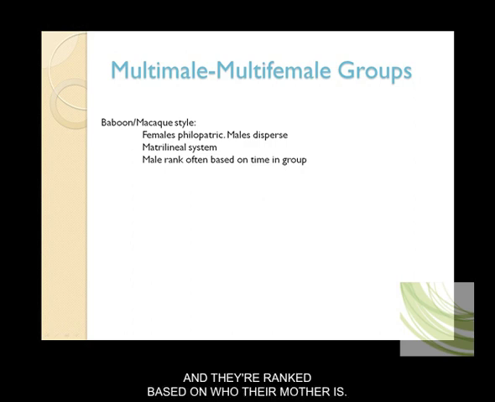And they're ranked based on who their mother is, so the female ranking is very strict. Males are usually ranked based on the amount of time they've spent in a group. For example, in macaques, the older males have a higher rank because they've been there longer, for the most part. Whereas in baboons, often the very old males don't have a high rank because they've been overthrown by other males, but the very young males don't have a high rank either, so there's sort of this optimal time period in the middle.